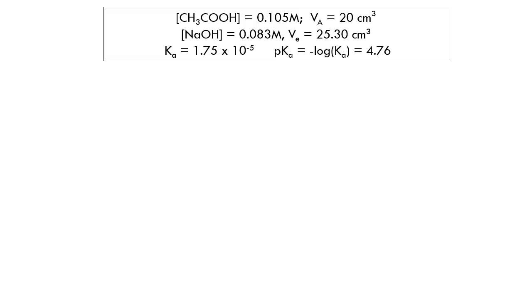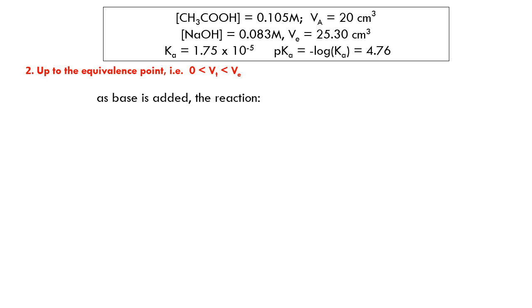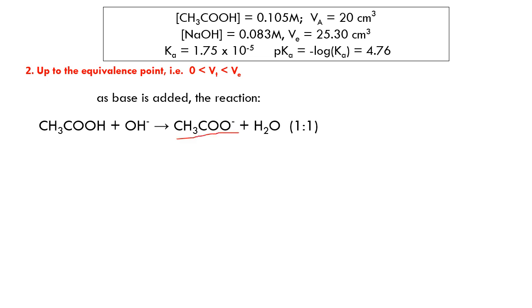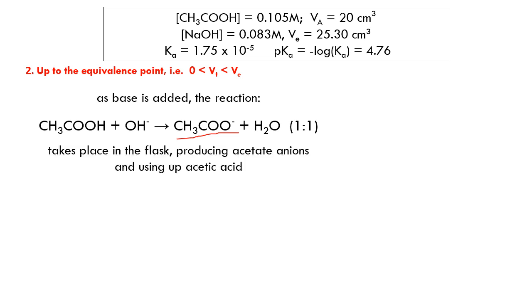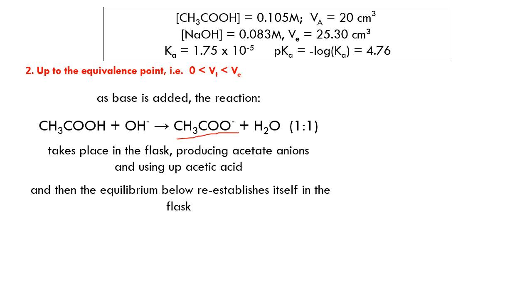So now that we know the equivalence volume for our reaction is 25.30 centimeters cubed of base needed to neutralize our acid, let's look at what the pH would be like up to the equivalence point. As the base is being added, we have the reaction of our acid plus base to produce acetate ions in the solution and water. Acid plus base gives us salt plus water. This is a one-to-one reaction. So we're directly producing acetate ions in the solution when your base reacts with your acetic acid.